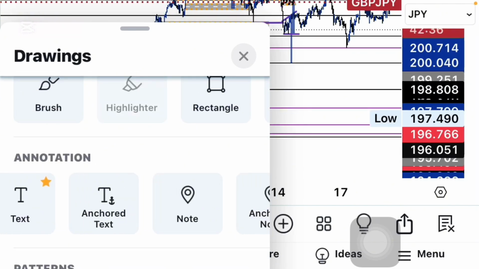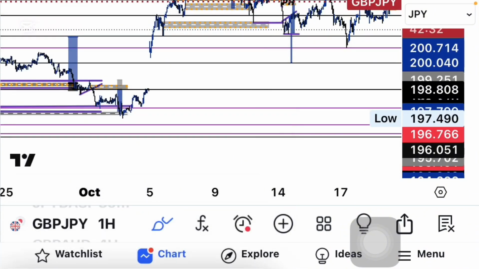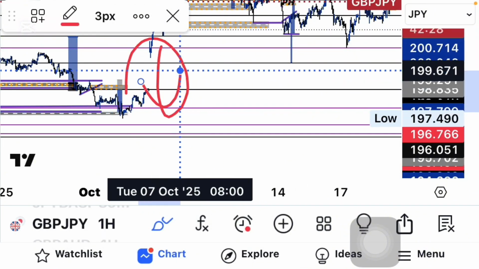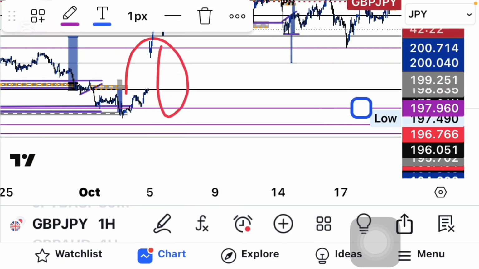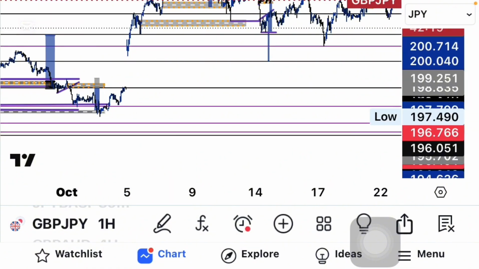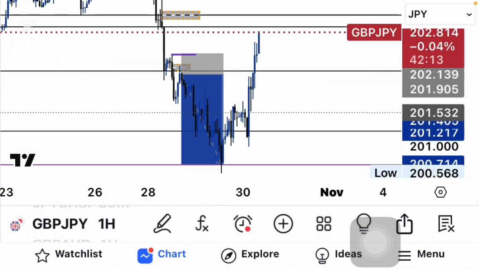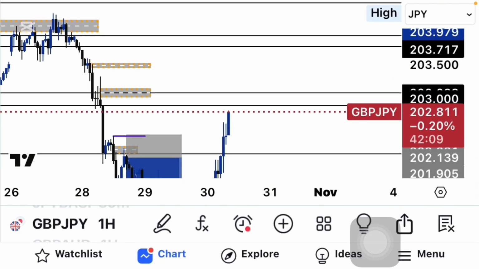I've been waiting for the gap. Let me take the brush so you can see there's a gap at this particular space. I'm waiting for the gap to be filled. You understand? That's why I was even selling more before the gap is filled. So I have another sell point at the top here.